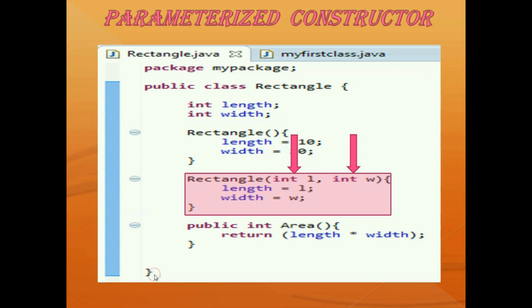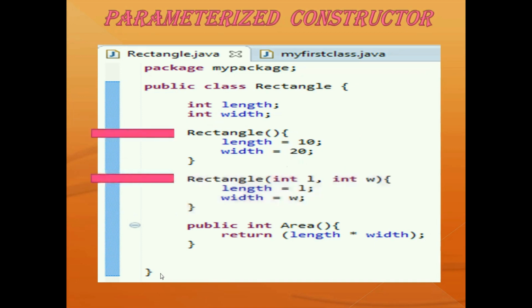If we look at the program, now we have two constructors. This one is without parameters and this one is with two parameters. So we have defined two constructors at the same time, but with different parameters. If we consider these two constructors, this is called constructor overloading.